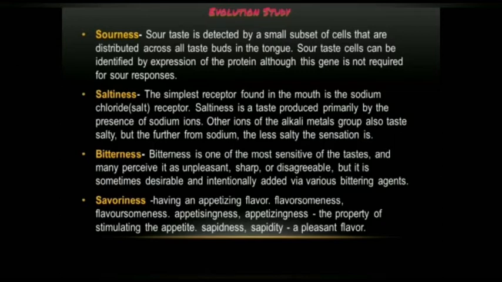The simplest receptor found in the mouth is the sodium chloride salt receptor. Saltiness is a taste produced primarily by the presence of sodium ions. Other ions of the alkali metals group also taste salty, but the further from sodium, the less salty the sensation is. Now, what is bitterness?